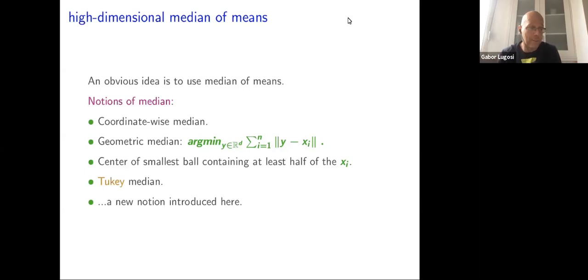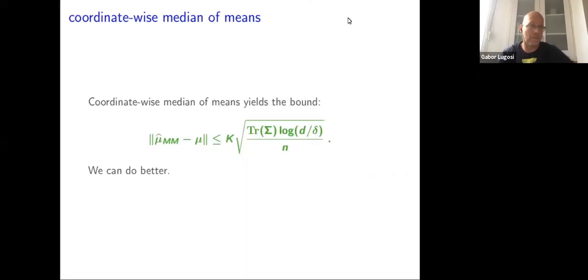Another generalization of the one-dimensional median is that you may take the center of the smallest ball that contains at least half of the data points. That's another notion of a multivariate median. There are many notions. There's the so-called Tukey median, if you've heard about that, and I will introduce a kind of new notion of a median here, which will be somehow the right one for our purposes. But let's see these. If we take the coordinate-wise median, then we can just use the union bound, and it's really easy to see that we do have a kind of sub-Gaussian-ish inequality. What we get is that the Euclidean distance is bounded by the square root of the trace of the covariance matrix times log d, where this d comes from taking the union bound over the d directions, divided by delta over n.